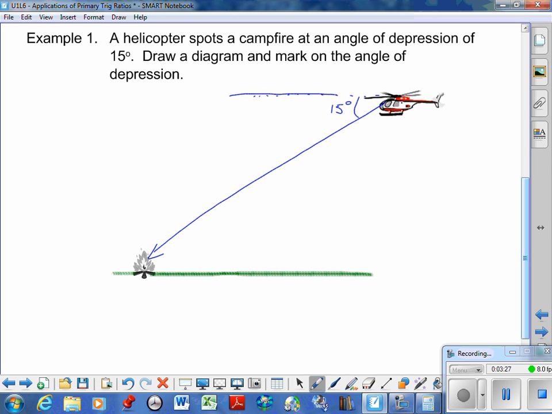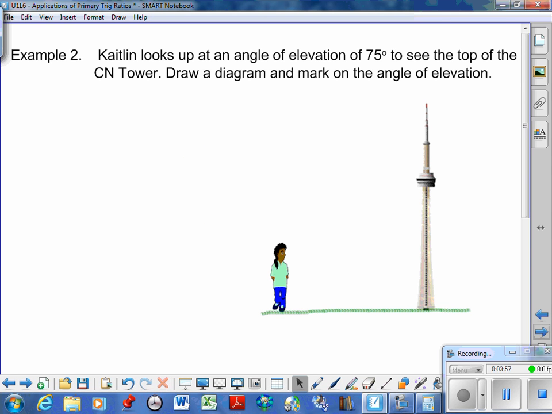All right, so just to finish this off, there's my horizontal line of sight. You don't have to do this on every diagram. This is just for the first one. And there is the angle of depression. There you go. Example 1, finito. All done. If you have any trouble with that one, if you want me to discuss it more in class, just let me know. All right, on to the next example.